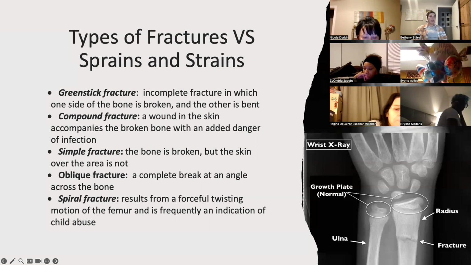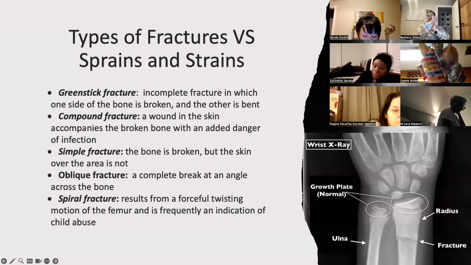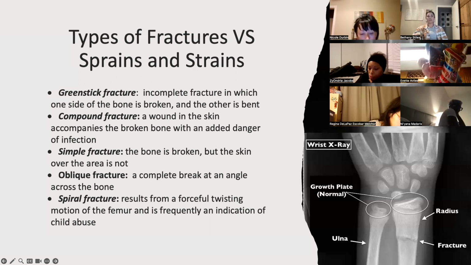And then a spiral fracture. So that's going to be a forceful twisting motion of the bone, and is going to be an indication of child abuse. So that's somebody literally took the bone and twisted it in opposite directions, and it makes this spiralized fracture.